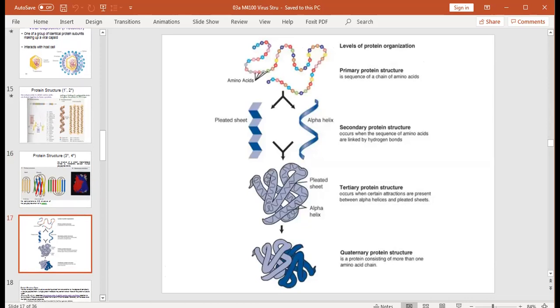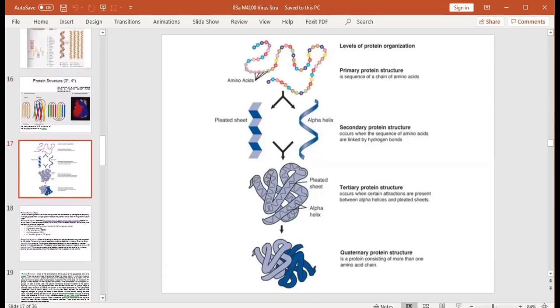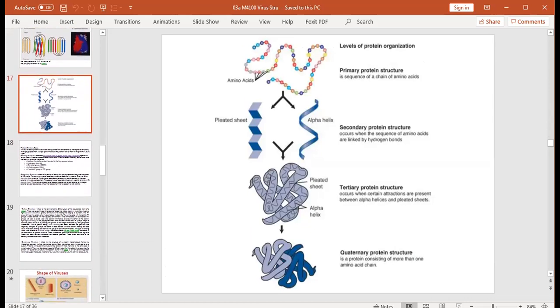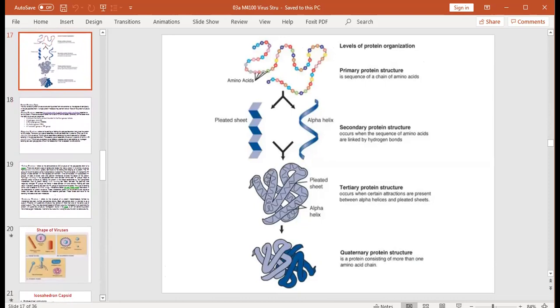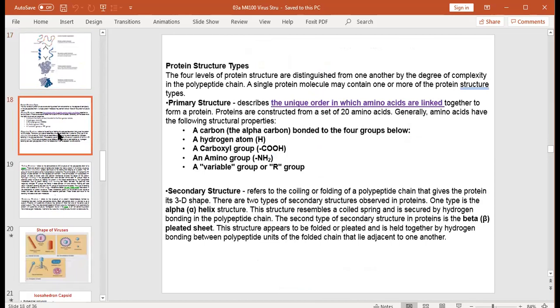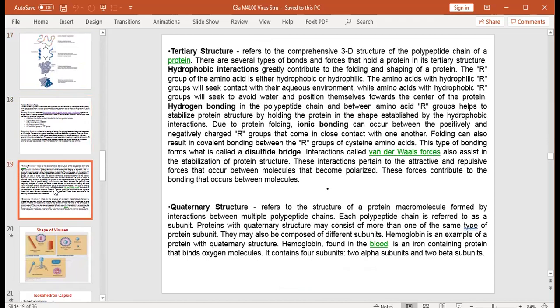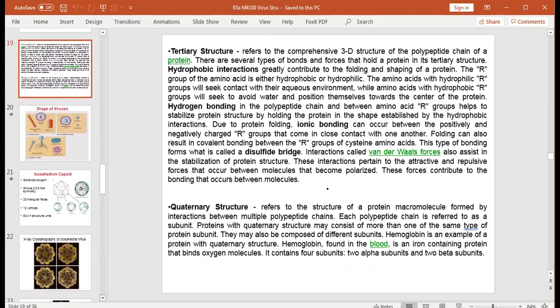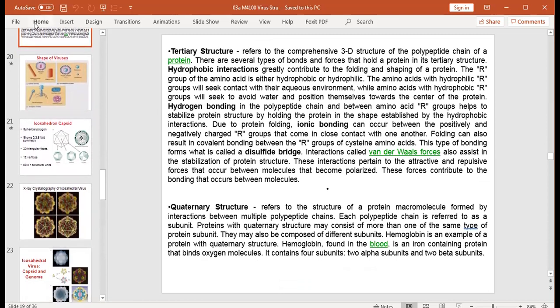Slide number 17 is basically a depiction of the same information that we just discussed. Slides number 18 and 19 are for those of you who may have forgotten about these various structures. So it's just here as a reminder of these protein structures.